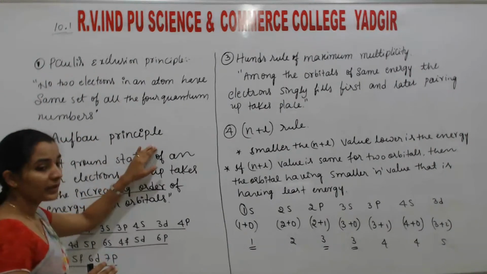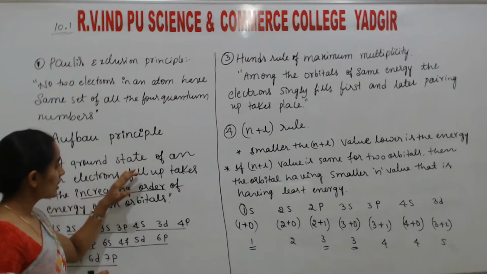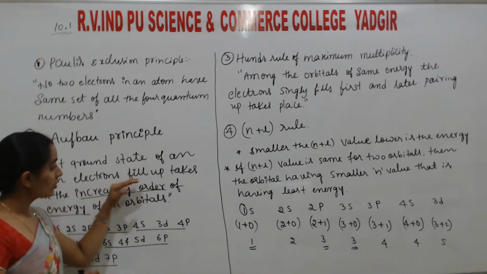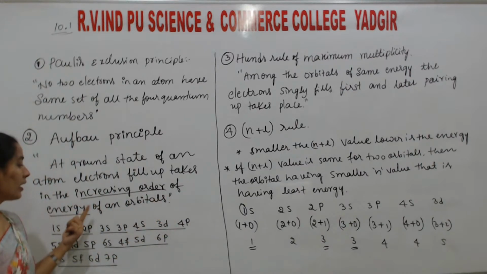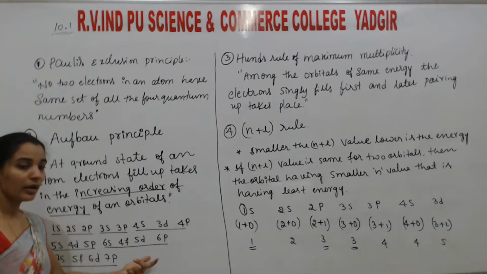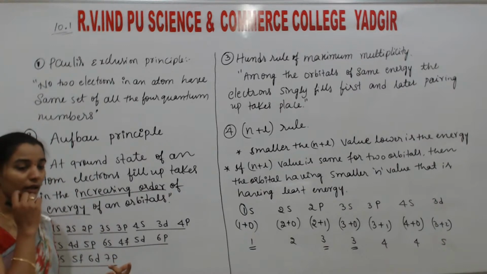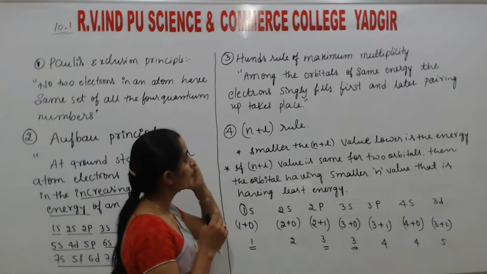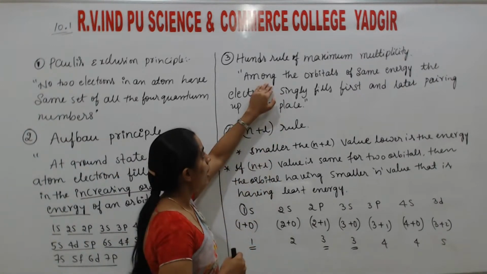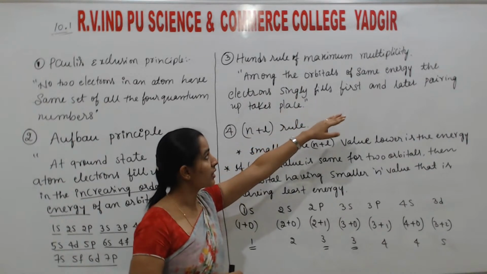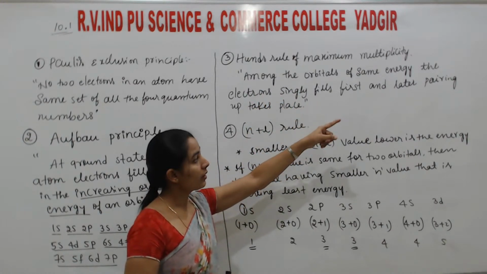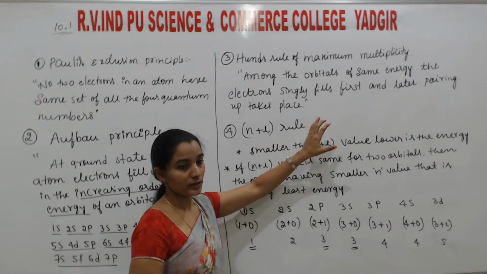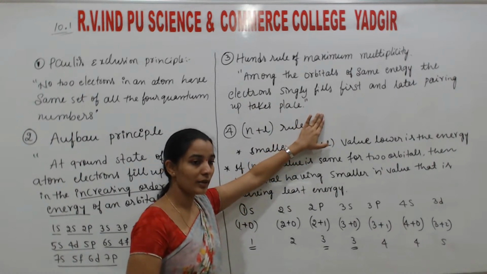Next, Aufbau principle. At the ground state of an atom, electron fill-up takes place in the increasing order of energy. Next, Hund's rule of maximum multiplicity. Among the orbitals of the same energy, the electron singly fills first and later pairing up takes place. This is Hund's rule of maximum multiplicity.